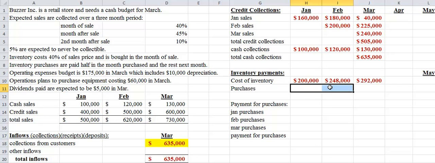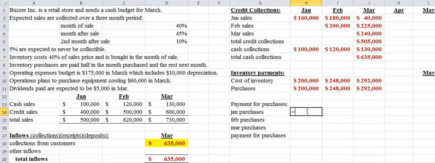But that's not the facts in this particular problem. They tell us inventory costs 40% of sales price and is bought in the month of sale. So we would buy that $200,000 in January. What we sold, we would buy it in January. So that makes it a little bit simple, so that the purchase happened in the same month as the cost of goods sold. Then when are we going to pay for that? When will we pay for that $200,000?